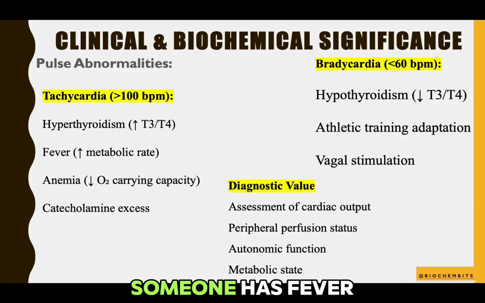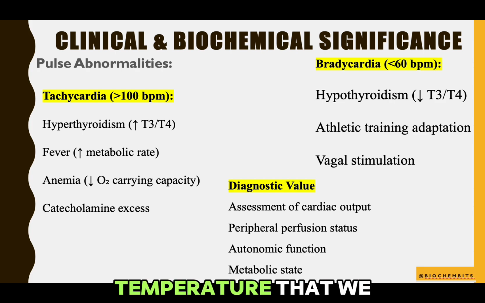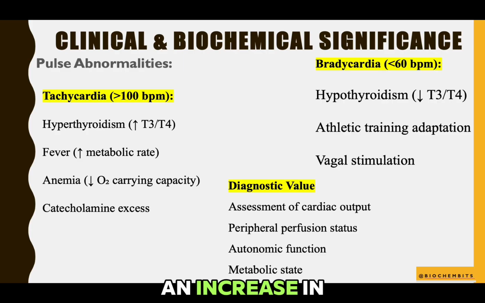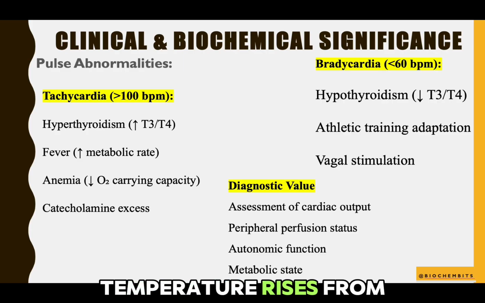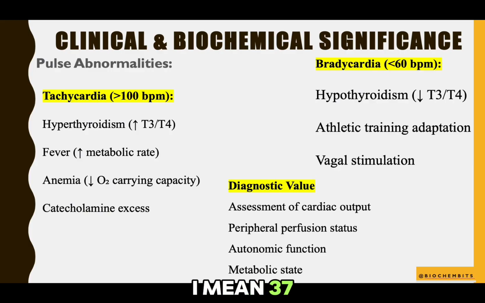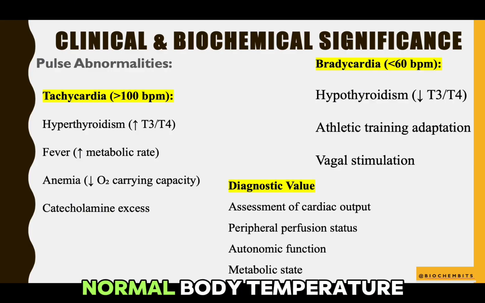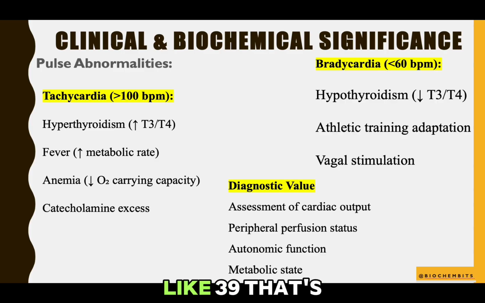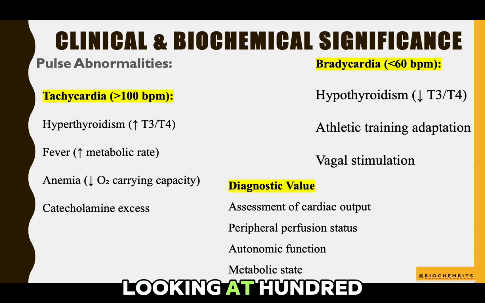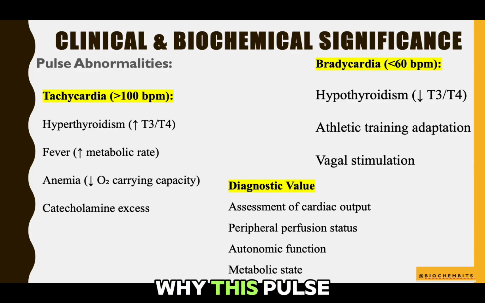In fever, there is also usually an increase in metabolic rate, and for every degree increase in temperature there is usually an increase in pulse rate of around 10 beats per minute. So if your temperature rises from 37, a normal body temperature, to 39, that's 2 degrees Celsius. That means you're looking at a 20 beats per minute increase. Let's say you were at 80 before, we should be looking at 100 beats per minute. And because cells need more oxygen, this is one of the reasons why the pulse rate increases.